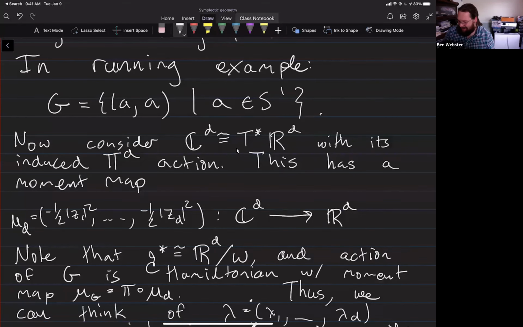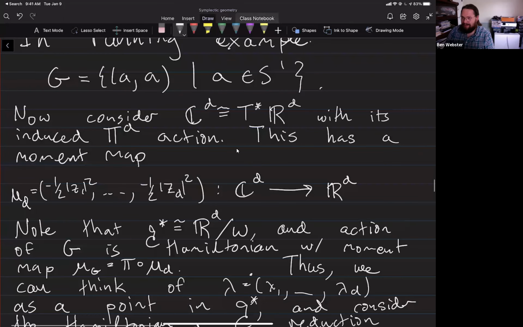This is a special case where I just take all of the different entries of my complex vector and take minus 1/2 norm squared for each one of the entries. This is just because the action on each of the complex coordinates is boring. So the vectors I was calling U1 up through UD in the construction before are just the unit vectors in RD. And so I get this nice moment map, which is just taking minus 1/2 norm squared of the coordinates.